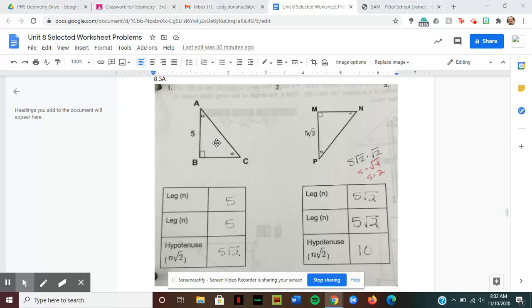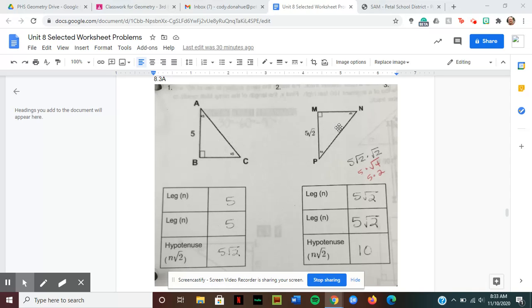And then, to figure out the hypotenuse, I take my leg length and multiply it by the square root of 2. That's going to be the length of my hypotenuse. So I'll get a leg length of 5, and then my hypotenuse will be 5 times the square root of 2, and that's my answer. That's me filling in the sides for this right triangle.